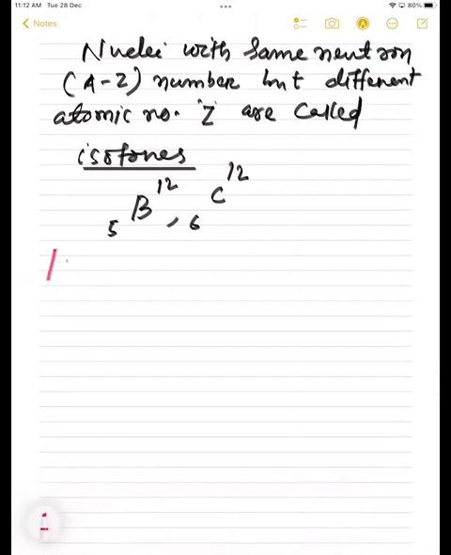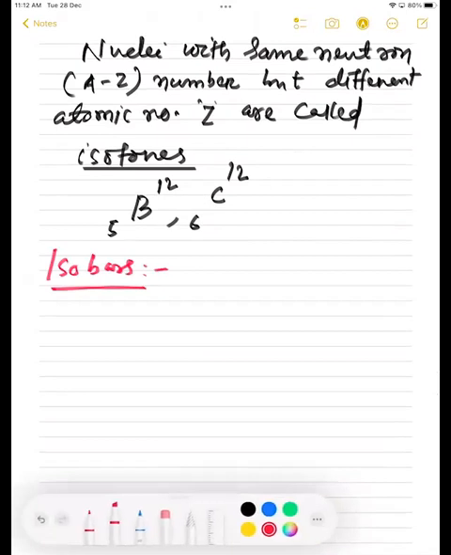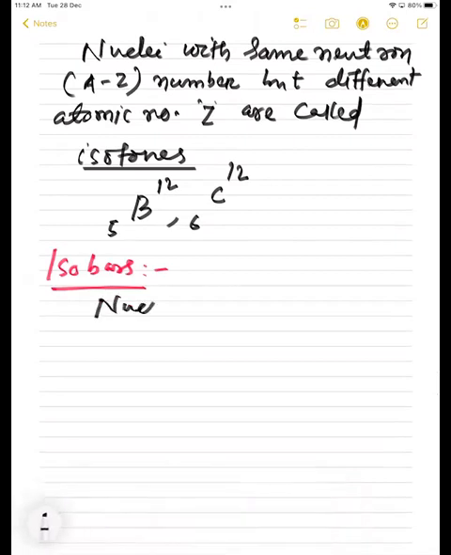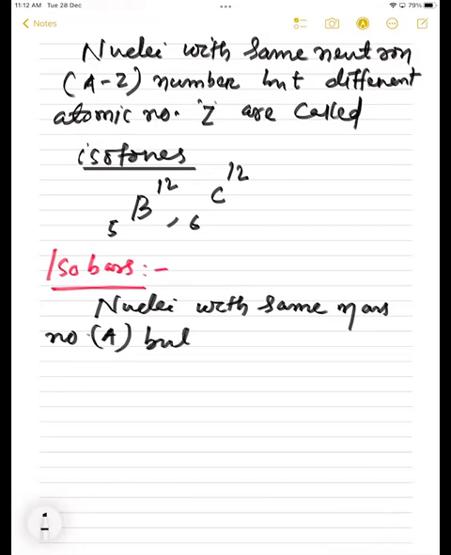What are isobars? Nuclei with the same mass number A but a different atomic number are called isobars.